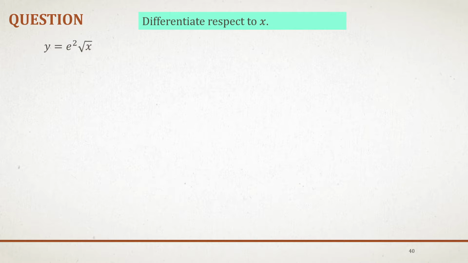Now we look at this one. This one is purposely designed to make you confused. If you look at the e squared over here, e squared is a number, it's a constant. It is not a function. So you only need to keep e squared and change the x to the power of half. So your y prime will become e squared times half x to the power of minus 1 over 2. Settled, because remember, e squared is a constant.